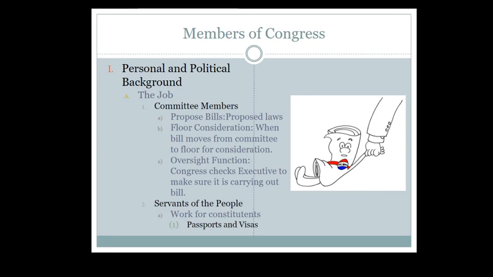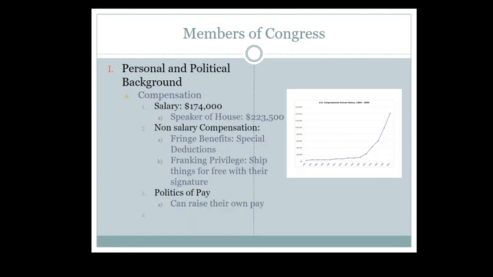Still is. And again, you're servants of the people. You're working for your constituents. You're trying to get things done. Examples of this are passports and visas, getting that done for people who want those things. The general compensation or salary of a member of Congress is $174,000. So that's generally what you're going to make.